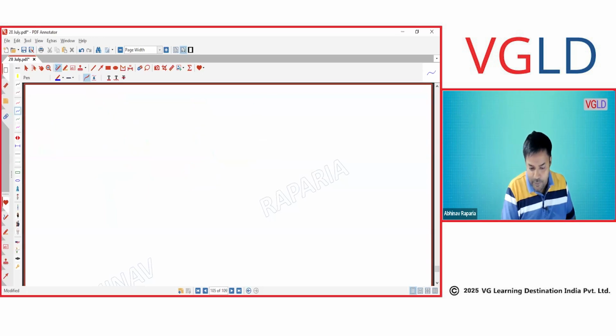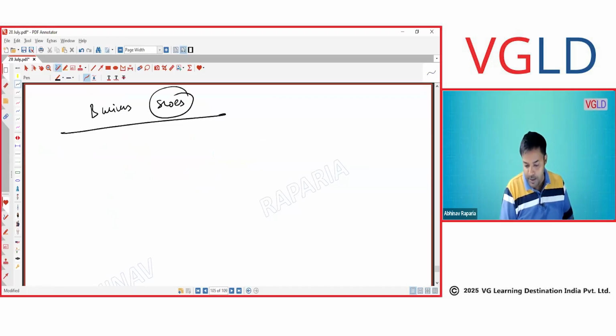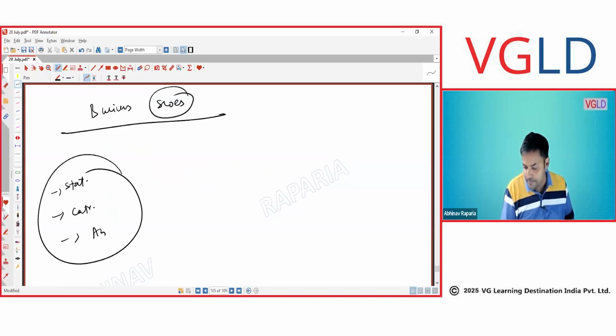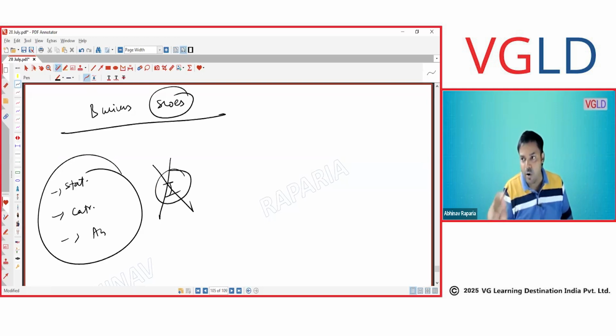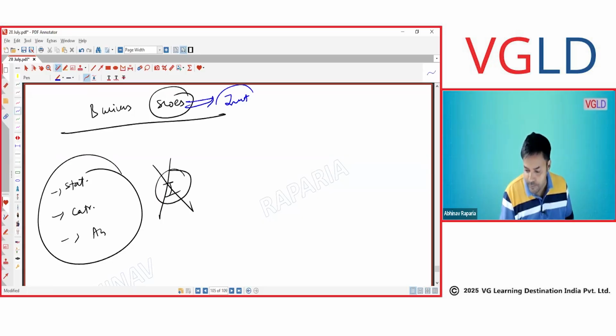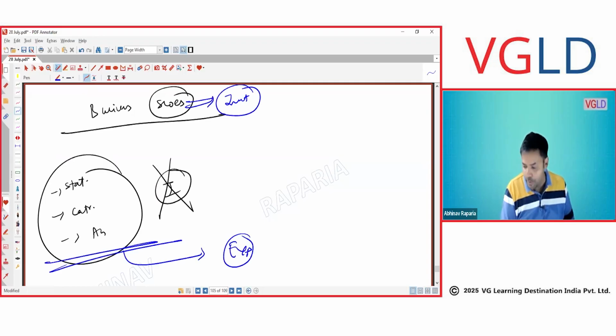Generally, if you're doing any business, let's say you are doing the business of selling shoes, then if for your office you are purchasing stationery, a cartridge for the printer, A4 sheets for printing, is this inventory? Would you consider that as inventory? No. This is consumables. This is not your inventory. If you are doing the business of shoes, then shoes are your inventory. This is your consumable. This is your expenditure. This is not inventory. Point clear what I'm saying?